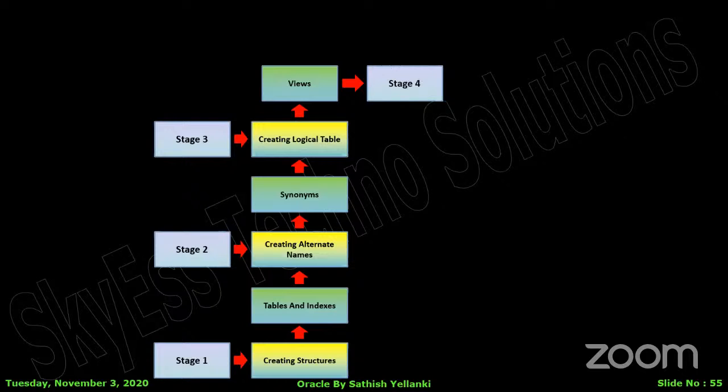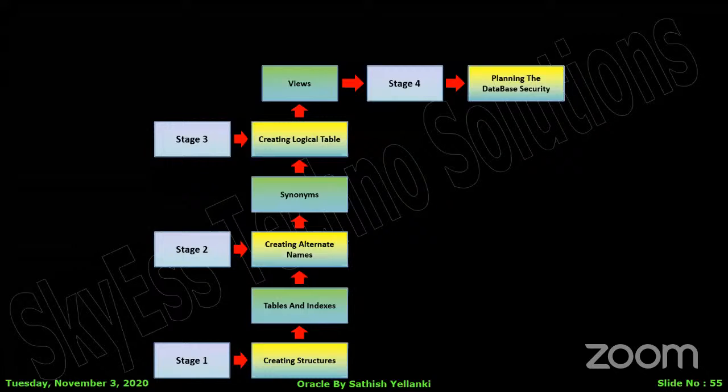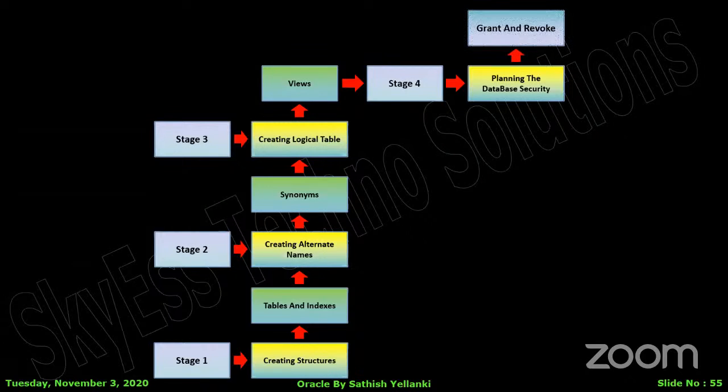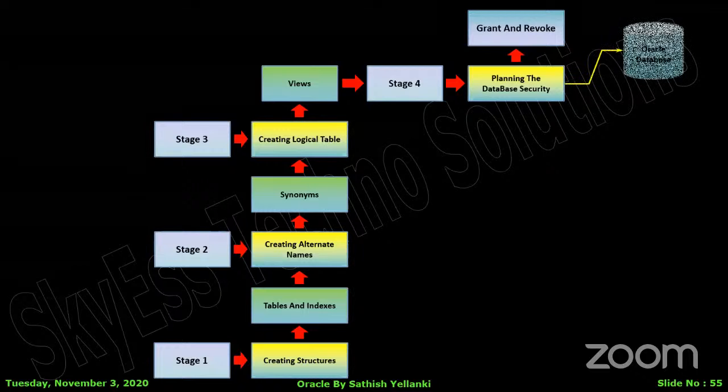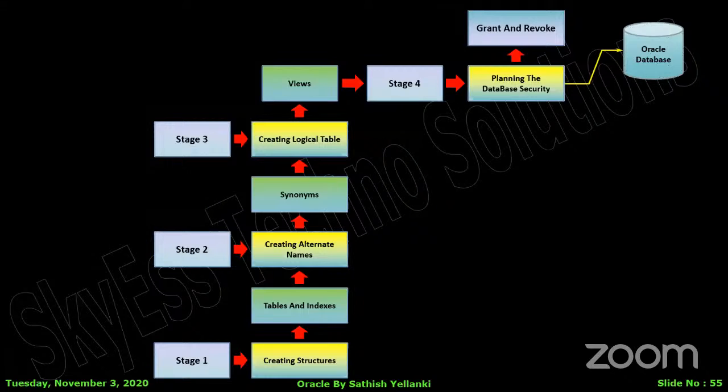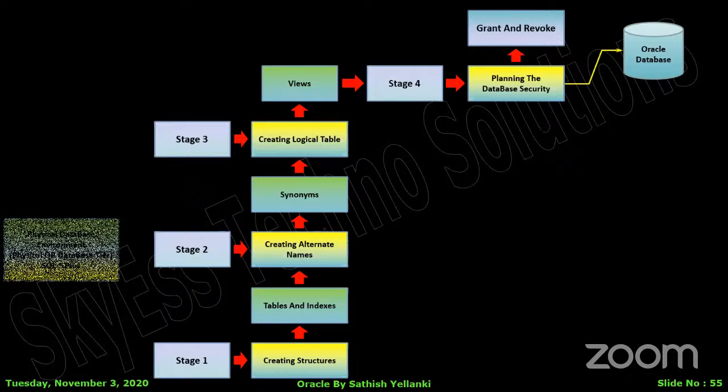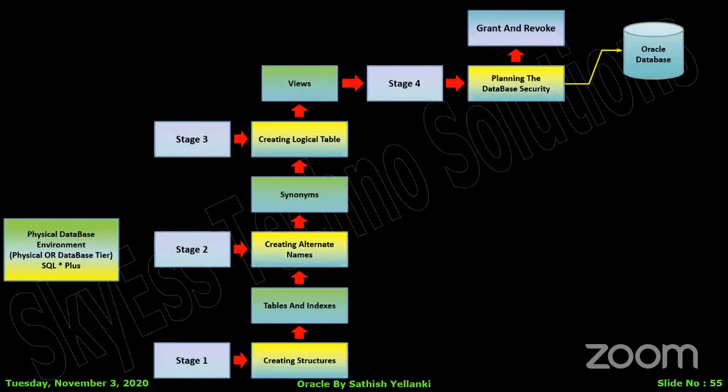That control is given in stage 4, which is basically privilege management. Okay, planning the database security. Now the database security is totally planned with the help of the grant and revoke statements. All these compositions together are applied onto your Oracle database. All these activities happen on your Oracle database, and all these criteria, stage 1, stage 2, stage 3, stage 4, come under your physical database environment, which is practically implemented through one language you're going to learn, called SQL*Plus.